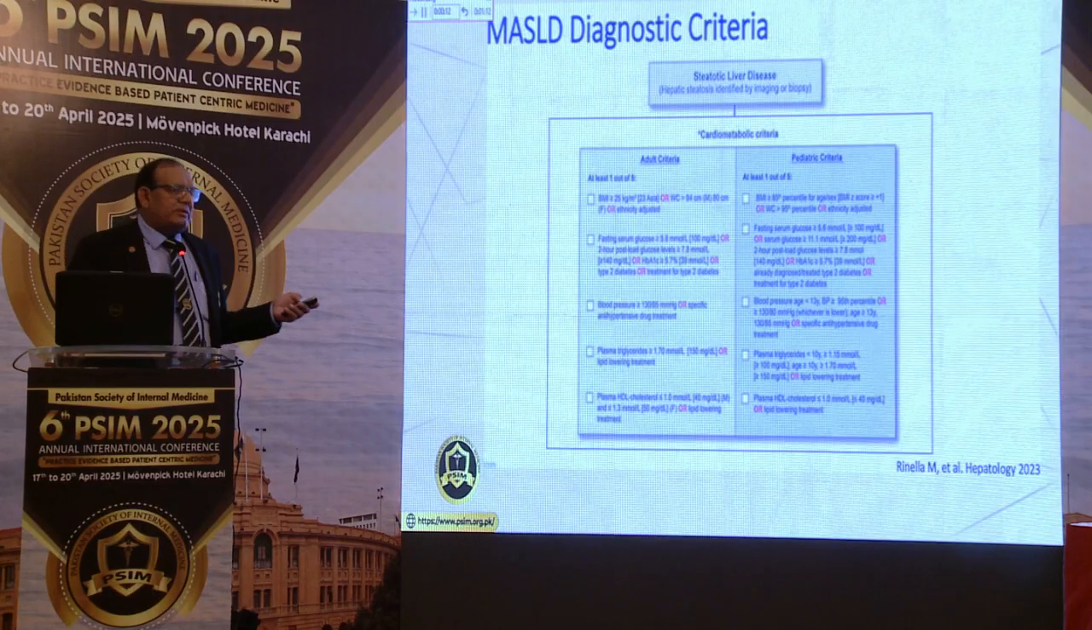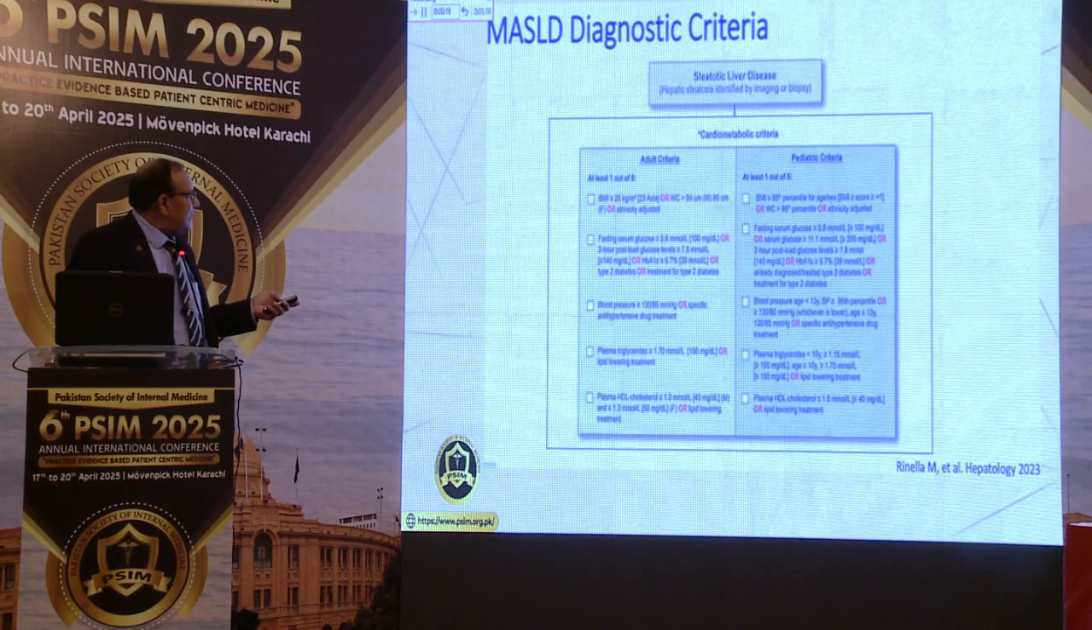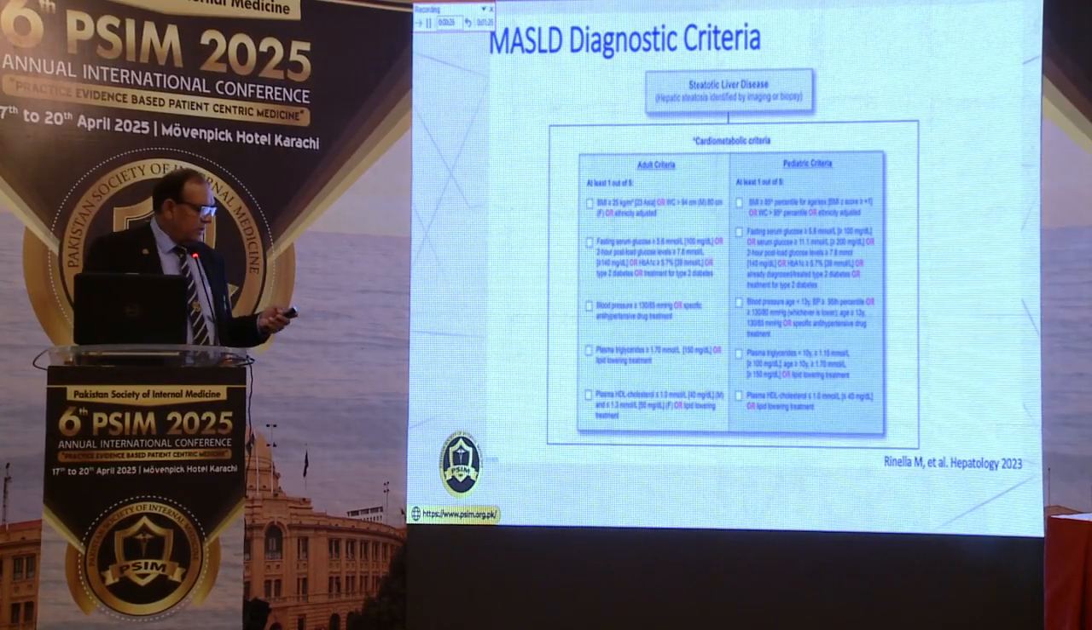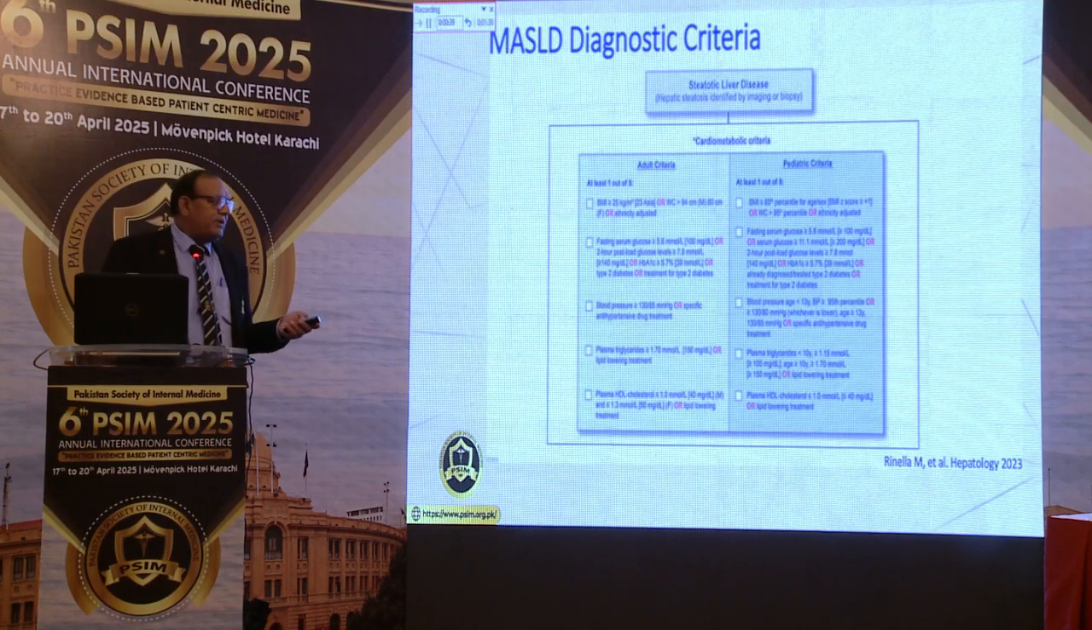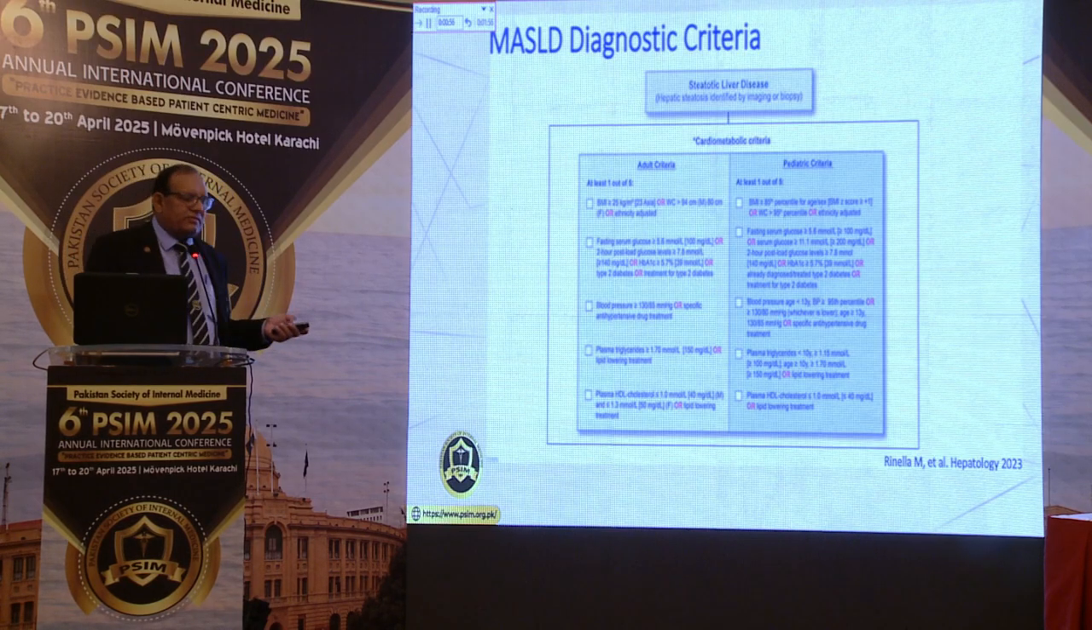Either BMI is more than 25, and for Asians now it's bad news because it's 23, or waist circumference more than 90 in male and 84 in female, and then fasting glucose more than 100 and random postprandial more than 140, or the patient is diagnosed with diabetes or on treatment of diabetes, and then blood pressure either systolic more than 130, diastolic more than 85, or the patient on antihypertensive drugs, then triglycerides more than 150 and HDL either less than 50, or less than 40 in male.